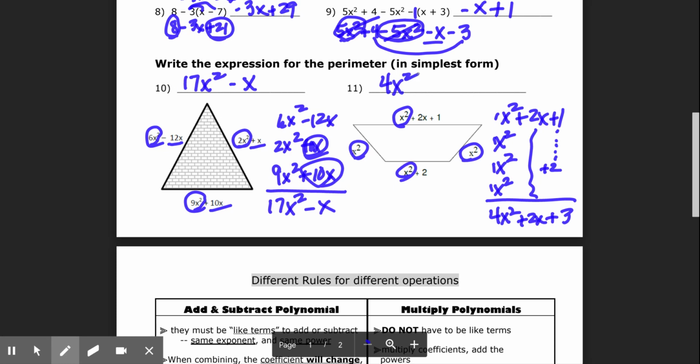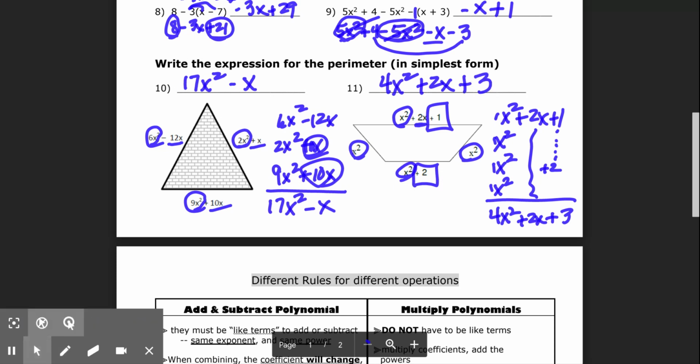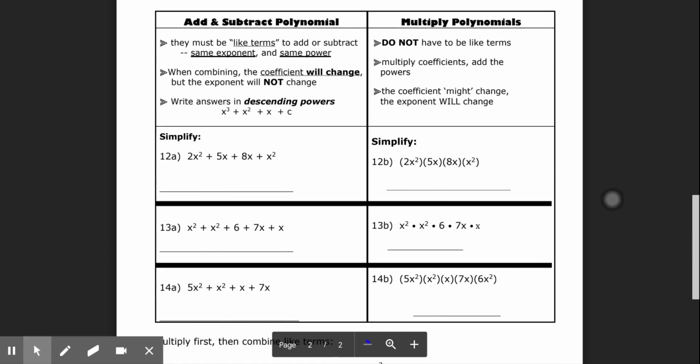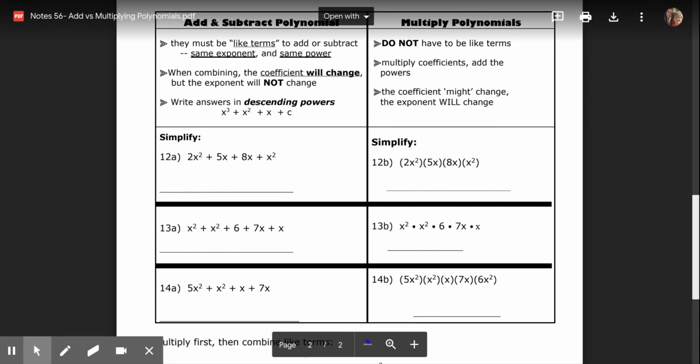And then we don't have any other x's, so that's 2x, so it'll be plus 2x. And then you've got 1 plus 2 makes 3. So I've just showed you a couple different ways that you can do that. All right, now there's different rules here for different operations.